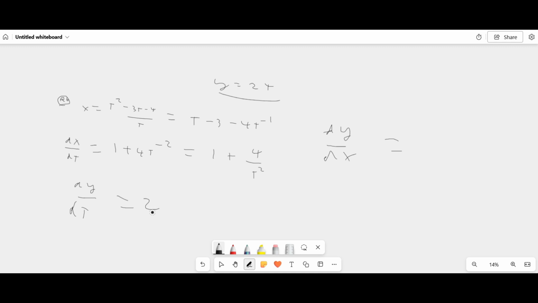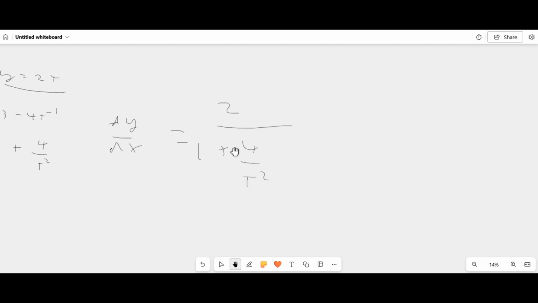So now you want to find dy over dx, so dy over dx is going to be y over x. So y is 2, x is that, so 2 over all of that, so 1 plus 4 over t squared. You already know what you're going to do here. You're going to times everything by t squared, times t squared here, times t squared here, and then that cancels with t squared, so it's just going to become that.